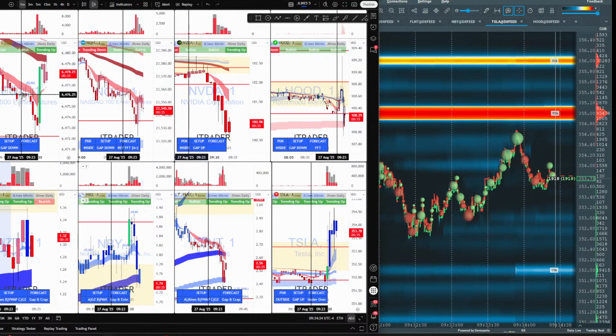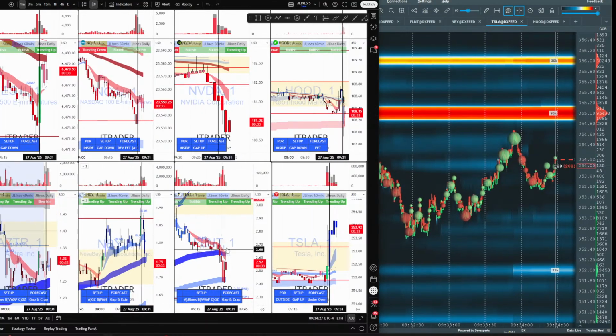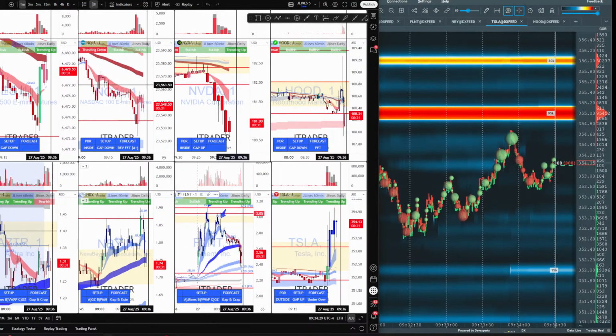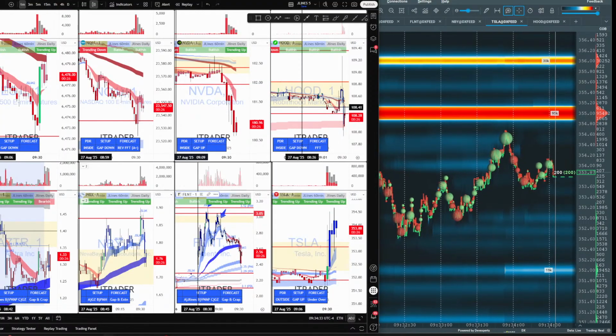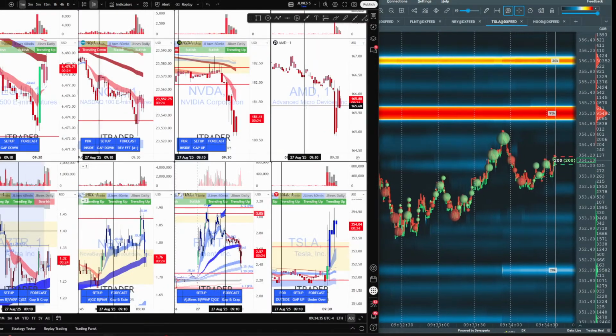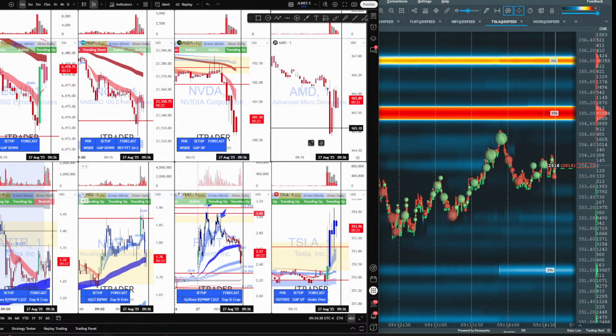So let's go back over here. This is on the 1 minute chart. NVIDIA perfect JLine rejection. I'm gonna put also over here AMD JLine rejection.